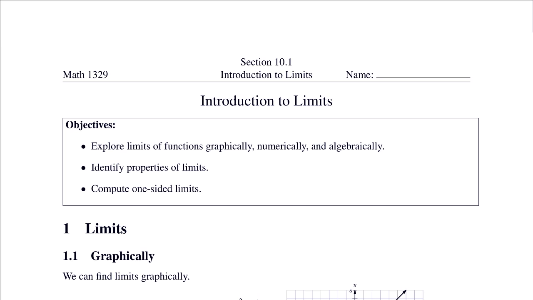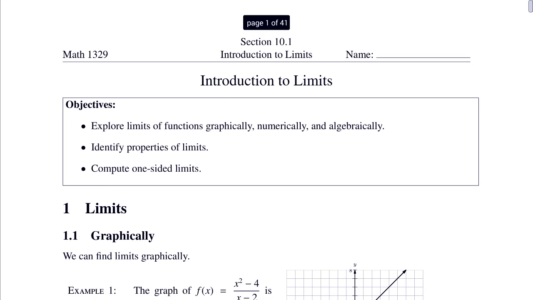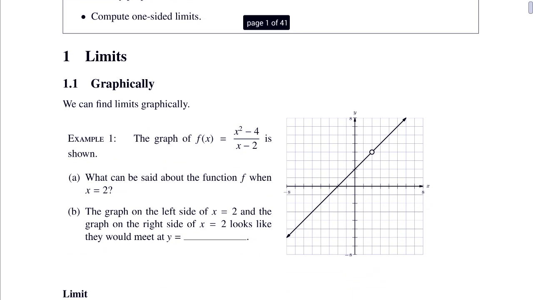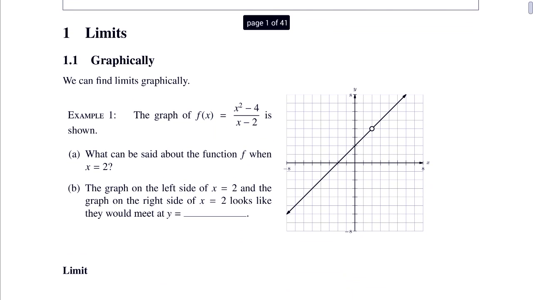All right, in section 10.1, we're going to talk about the limit. And to introduce the limit, we're going to start graphically and look at what we have in this graph. This function here is the function f of x is equal to x squared minus 4 over x minus 2. What do we know about this function when x is equal to 2?